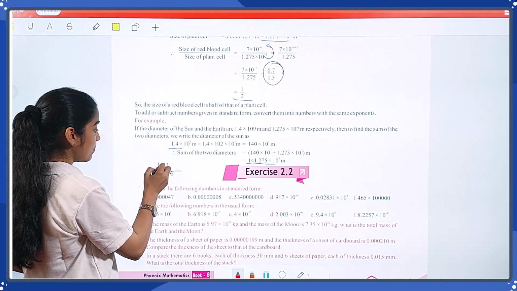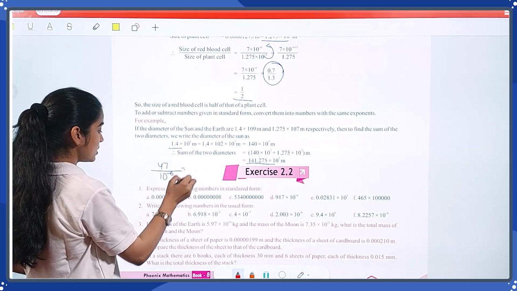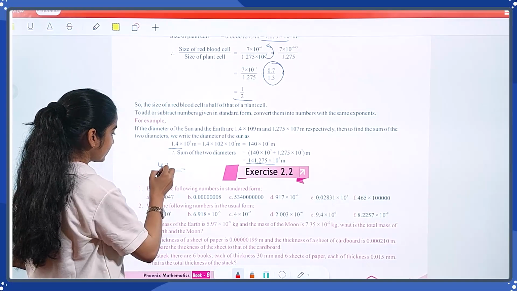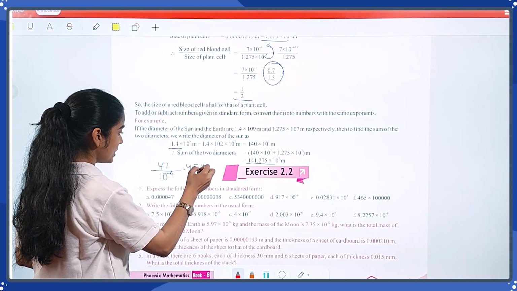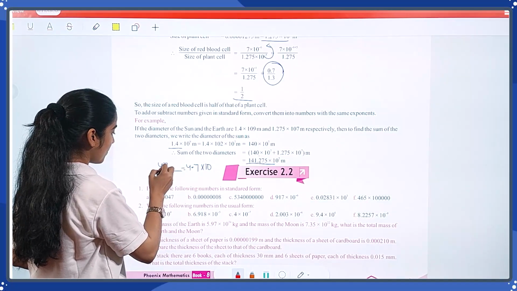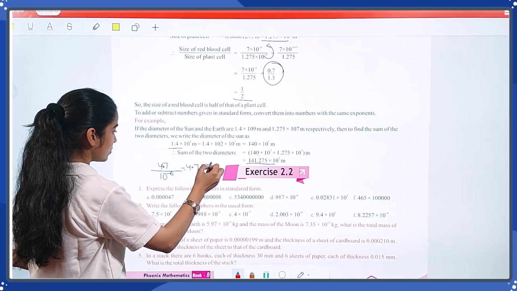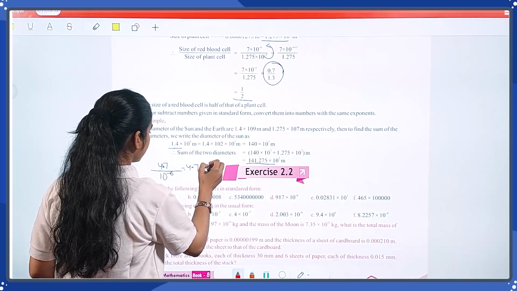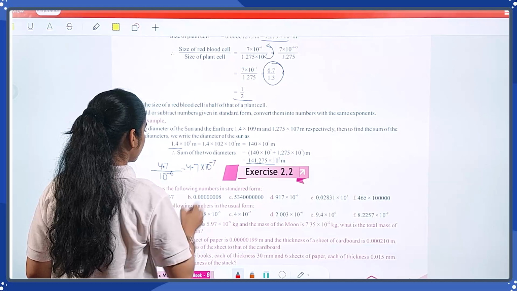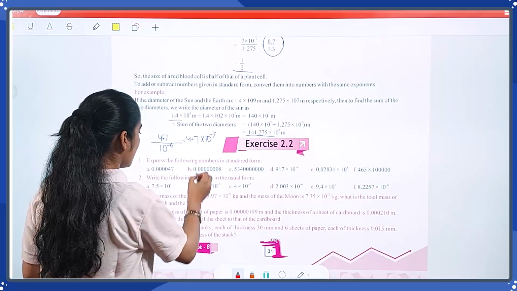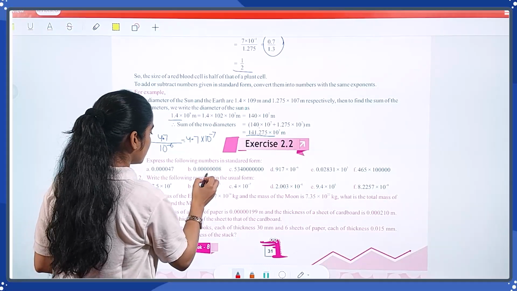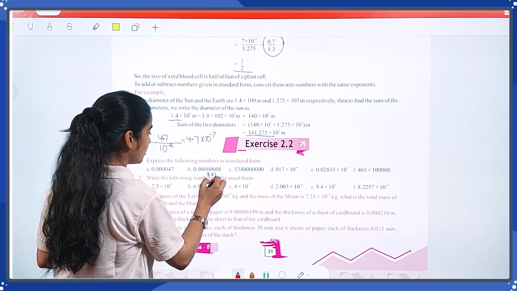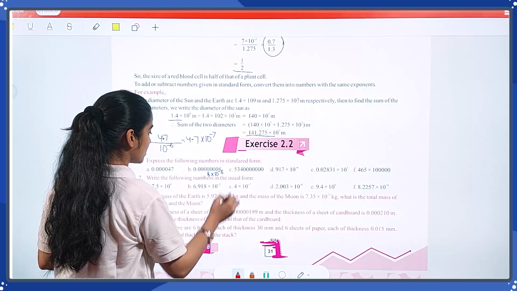But we are putting a point there, which means 4.7 multiplied by 10 to the power minus 7. We are applying a point over there. Now 1, 2, 3, 4, 5, 6, 7, 8. So 8 multiplied by 10 to the power minus 8.